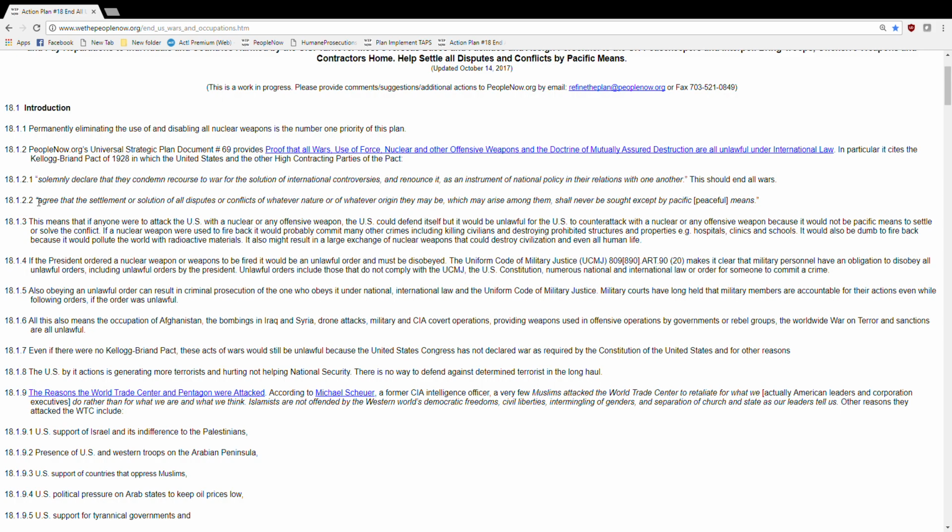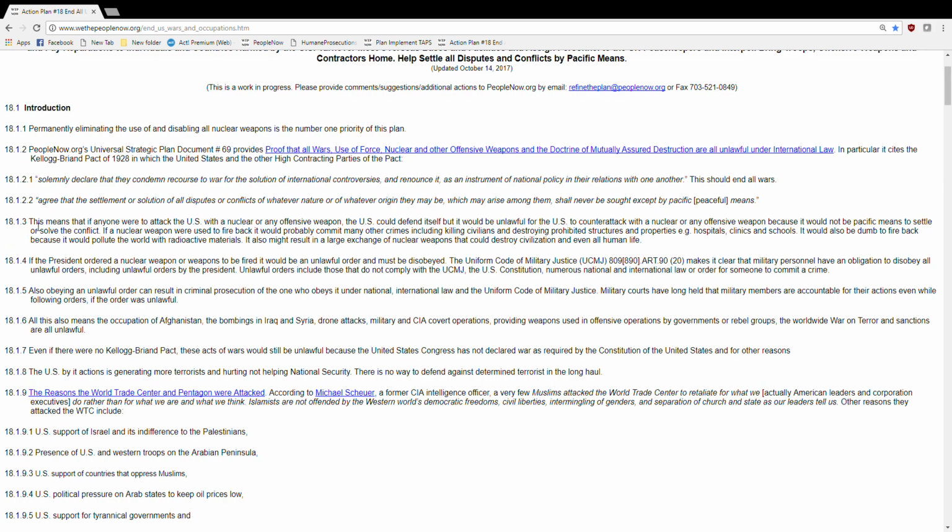And the most important words are there at 18.1.2.2. Now, read along with me. The United States agrees, and the other countries of the world, that the settlement or solution of all disputes or conflicts of whatever nature or whatever origin they may be, which may arise among them, shall never be sought except by pacific, that means peaceful, means.